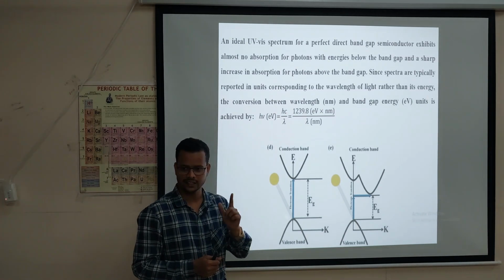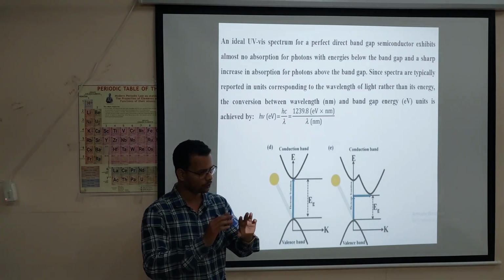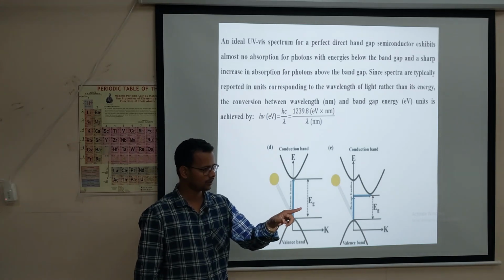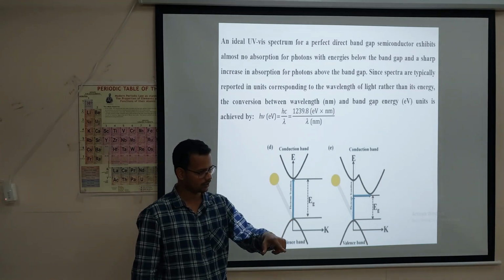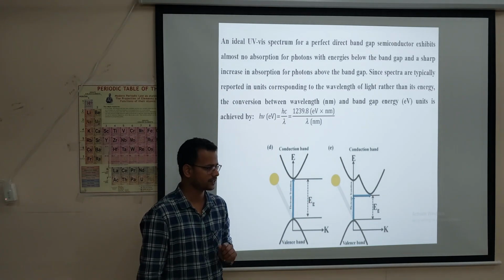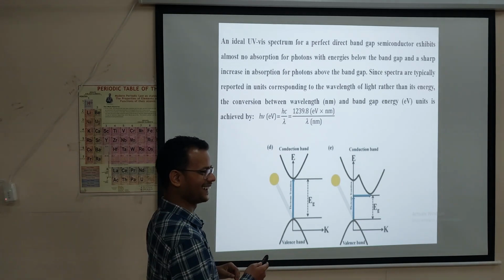You may get this question in any type of interview. What is the difference between direct and indirect? You must tell that two things interact in direct: photon, electron. Indirect: photon, electron and phonon. That's it. You can get it on Google. You just check that. What is phonon?